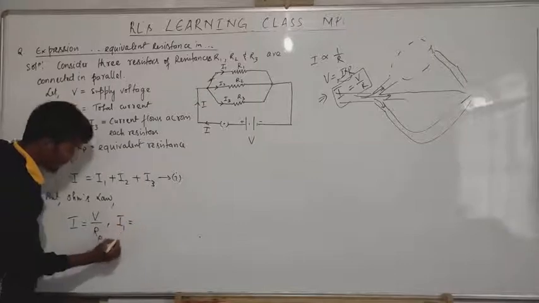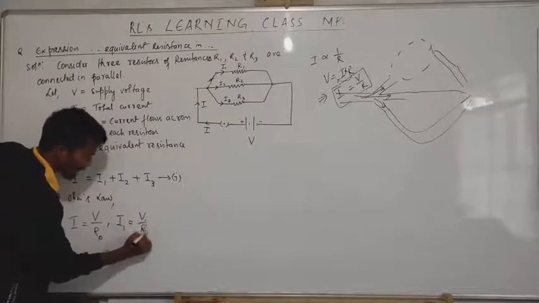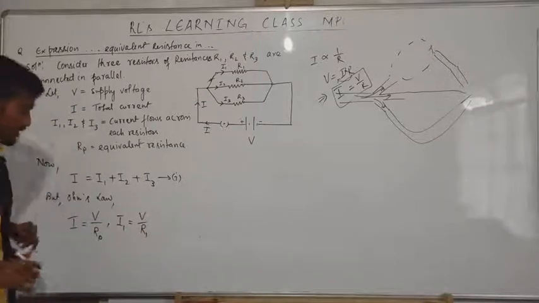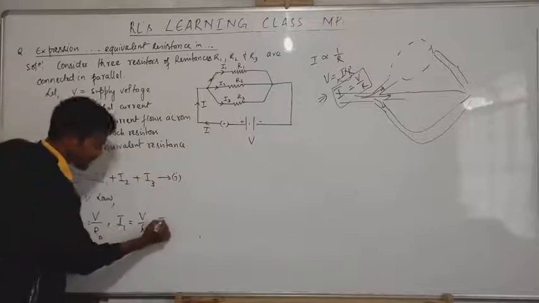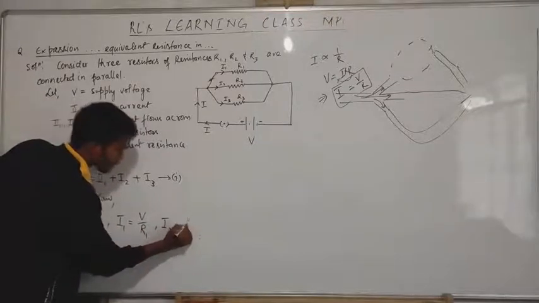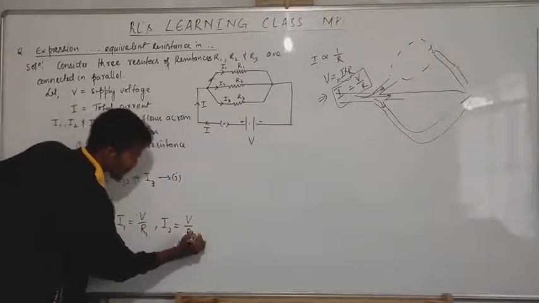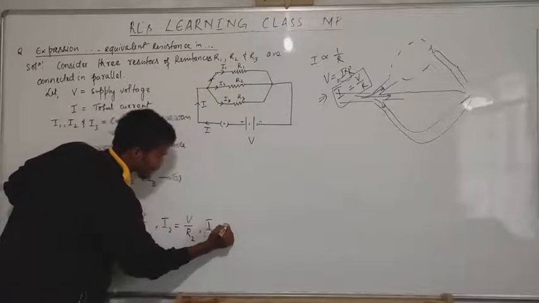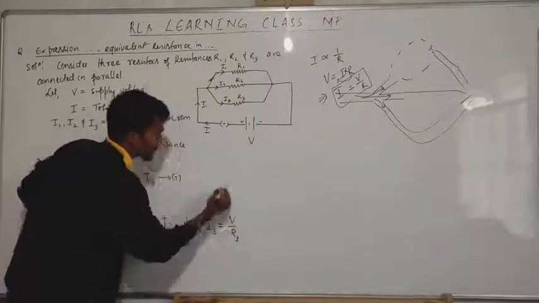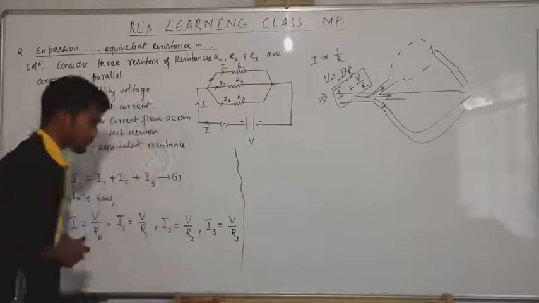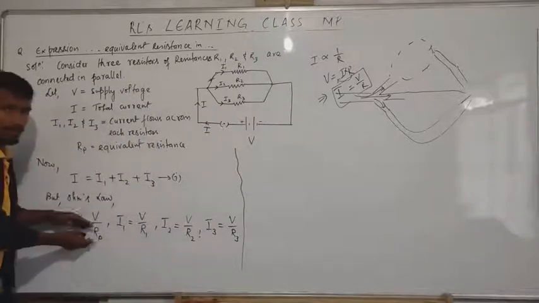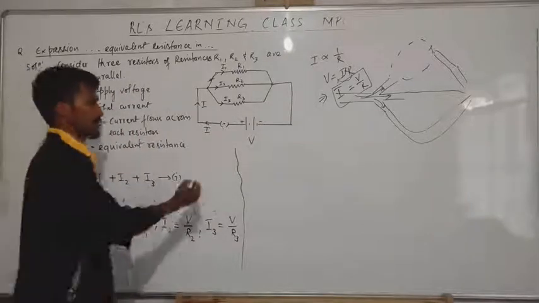Then I1 will be V by R1. Remember, voltage does not change here. Voltage remains the same. Then I2 is V by R2. Similarly, I3 is equal to V by R3. Okay, now let's substitute all these values in equation 1.